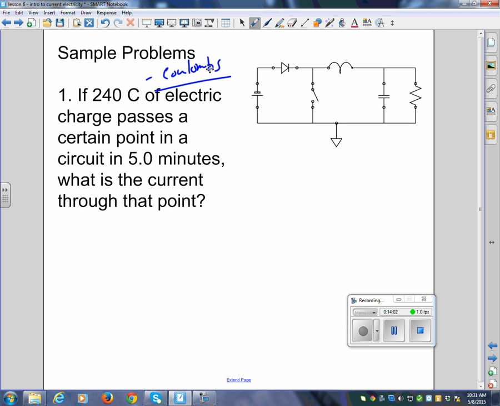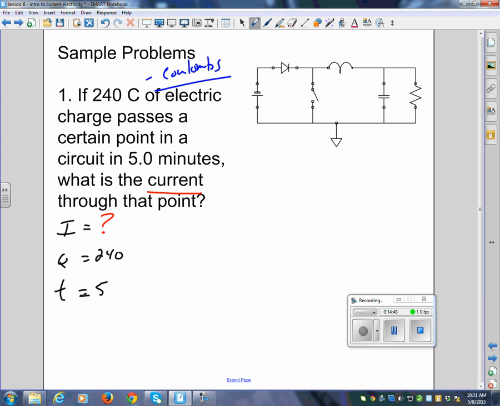So what were the 3 letters that we had? We had I, Q, and T. Do we know the I? No, we do not. It says, what is the current through that point? So we do not know I. I'm going to put a question mark for I. Do we know the Q? Q stands for charge. What's my charge? 240 coulombs of electric charge. Q is equal to 240. It's given in the question. In a circuit in 5 minutes, that is my time.